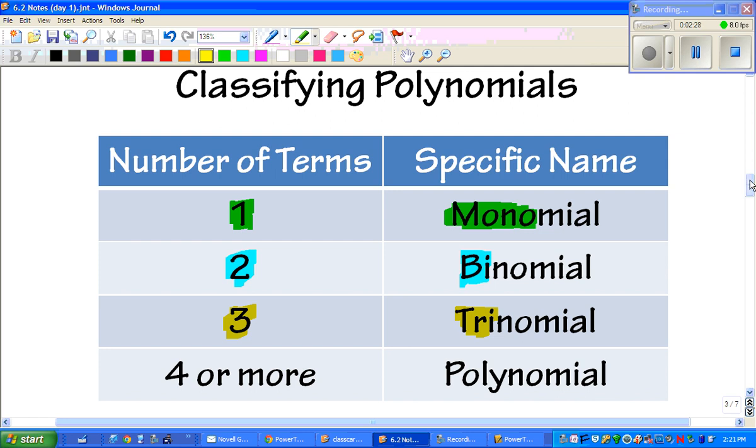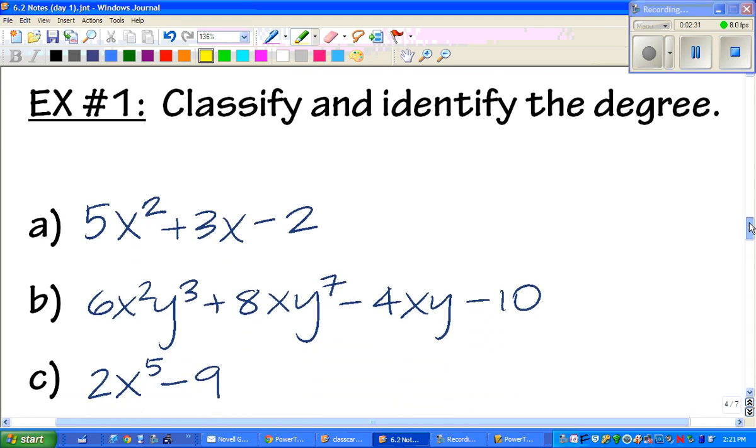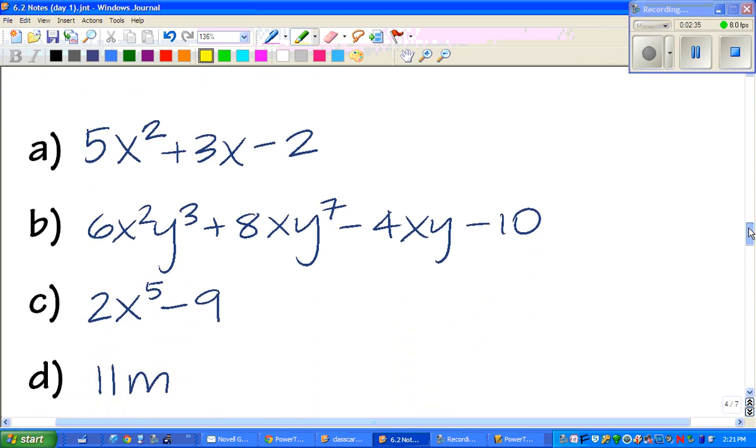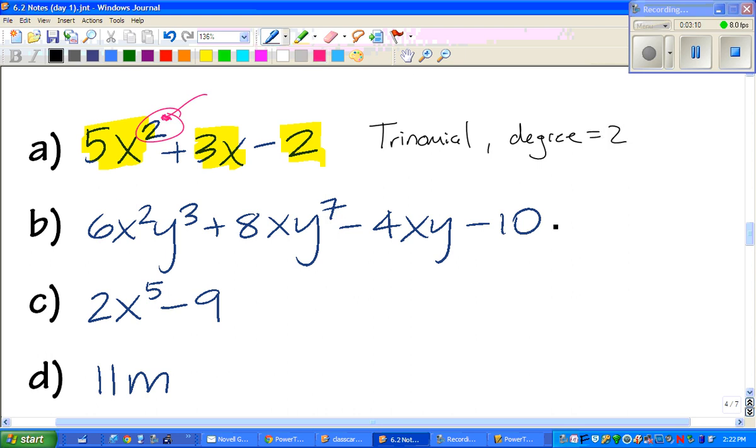Okay, so let's classify and identify the degree of each one of these. So the first thing I want to know is what's the name? How many terms does it have? Okay, so for example A, it's got 1, 2, 3 terms, which means that that is a trinomial. And the next thing I want to know is the degree. And the degree is just finding the highest exponent. So my degree is 2. Does that make sense? All right.